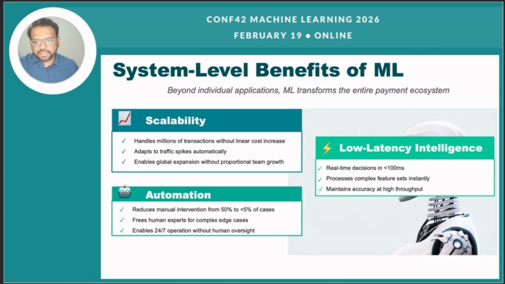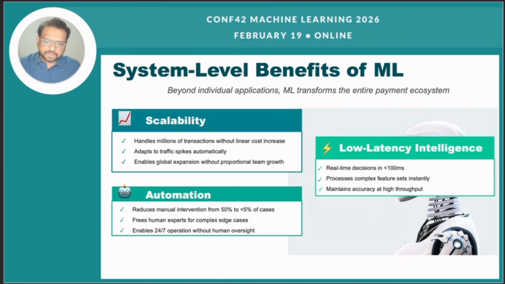Models handle increased volume without degradation in quality. They quickly adapt to traffic spikes, automatically adjusting processing priorities and resource allocation. This enables global expansion without proportional team growth. You don't have to constantly keep hiring people just because your traffic is expanding. You can enter new markets, support new payment methods, and handle growing transaction volumes without hiring an army of analysts and operators. Machine learning algorithms are quite capable of performing analytical tasks at scale and giving more insights and forecasts for the transactions happening within the payment system.